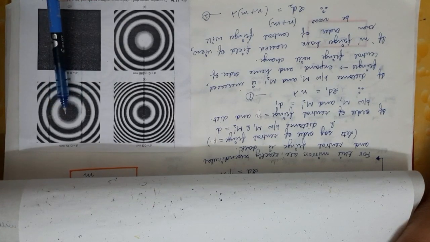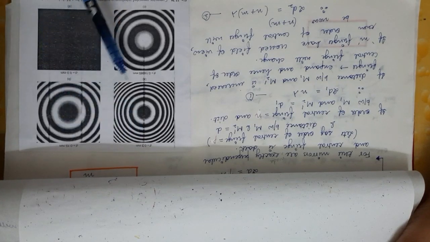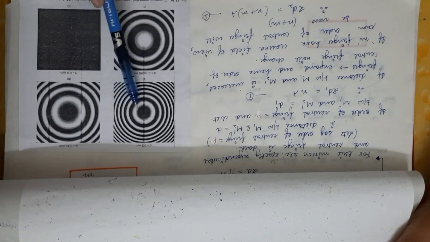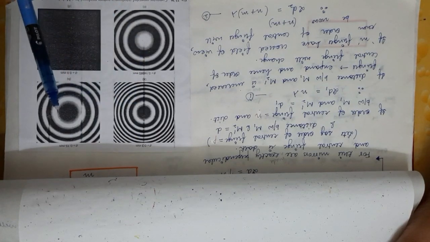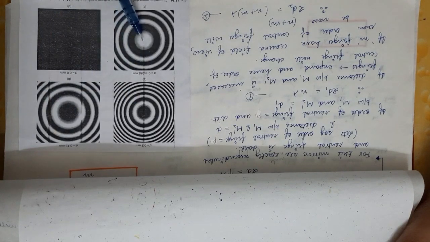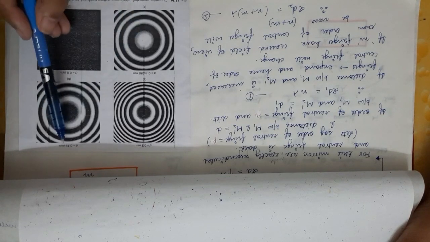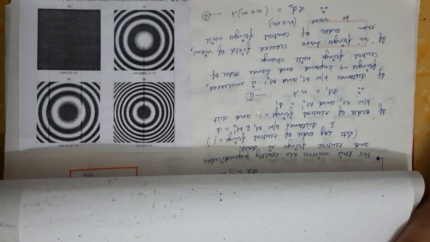So this can be seen clearly when you are performing the experiment, that when you smoothly decrease the distance between the mirrors, the fringes collapse at the center. So when you decrease it by a very small amount, the central fringe will now be a bright fringe, and this first bright fringe has collapsed to the center.